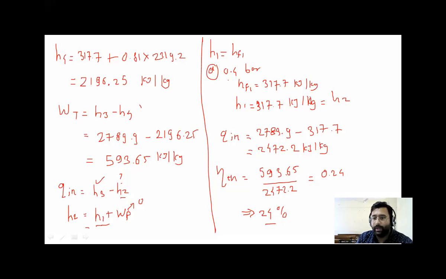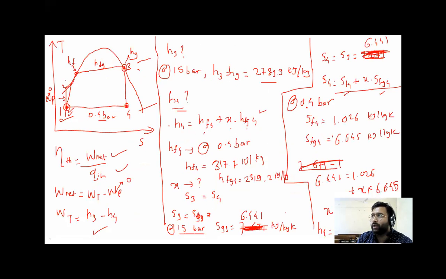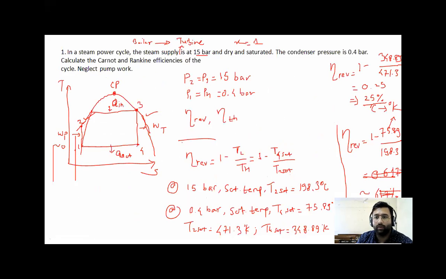So once again, I will repeat the whole process so that you will understand. Here they had given you the boiler pressure, that is 15 bar, and they have given you the condenser pressure, that is 0.4 bar.